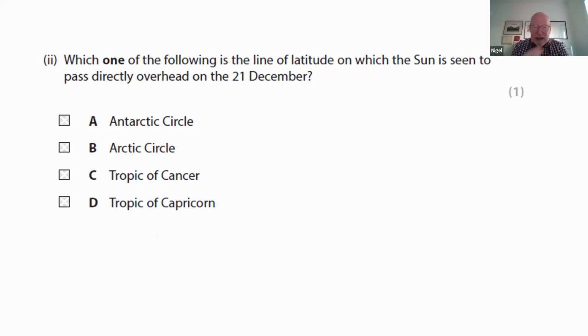Oh, we're back to, they're a little bit random, some of these, but then again, they are on the exam paper. Which one of the following is the line of latitude on which the sun is to pass directly overhead on the 21st of December? They've missed the st out there. On the 21st of December.